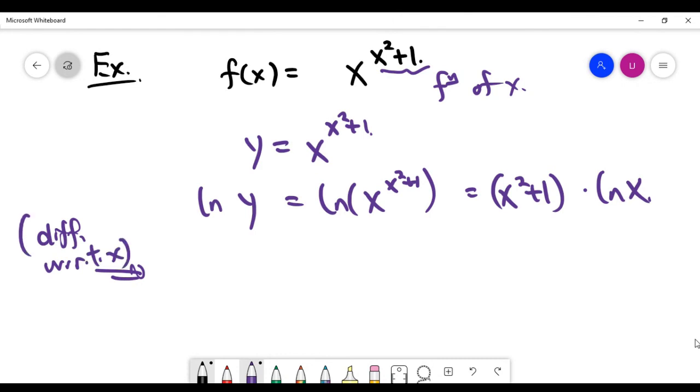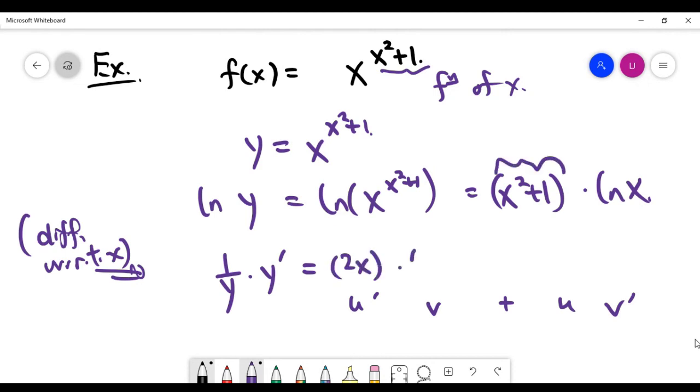So it becomes 1 over y times y prime on the left hand side. The right hand side is the product of two things because we have to apply the product rule, like u prime v plus u v prime. So u prime is 2x. I'm differentiating x squared plus 1. v is ln x, u is x squared plus 1, and v prime is 1 over x. So basically at this stage it's almost done.